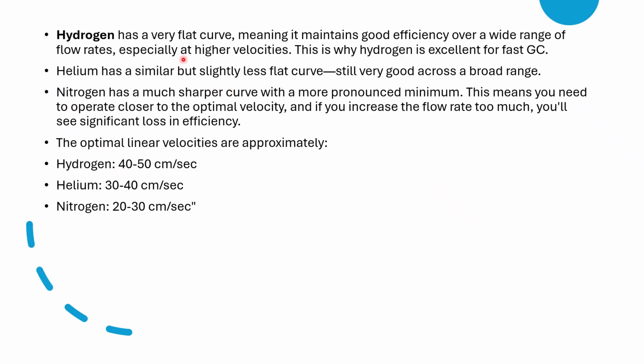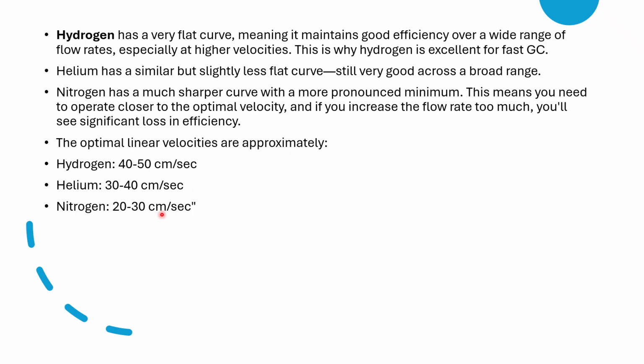Now hydrogen, it has a very flat curve, meaning it maintains good efficiency over a wide range of flow rates, especially at higher velocity. That is why hydrogen is excellent. Helium has a similar but slightly less flat curve, still very good across a broad range. Now talking about nitrogen, it has a much sharper curve with a more pronounced minimum. This means you need to operate closer to the optimal velocity, and if you increase the flow rate too much, you'll see a significant loss in the efficiency.